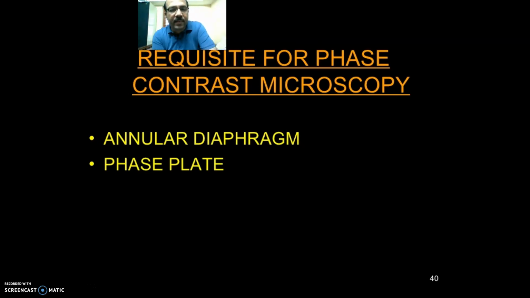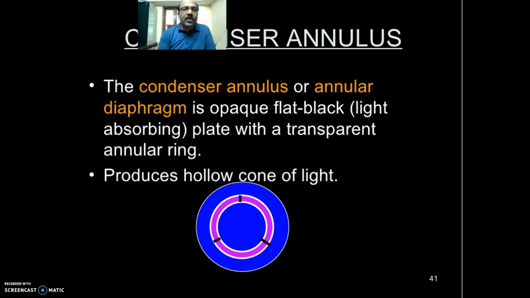What is the annular diaphragm and what is the phase plate? So these are the two important requirements for phase contrasting in this particular microscope. See, what is actually the condenser lens.